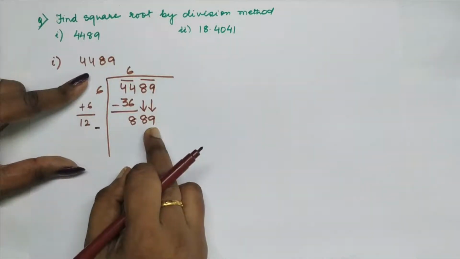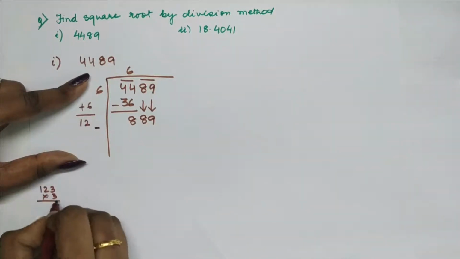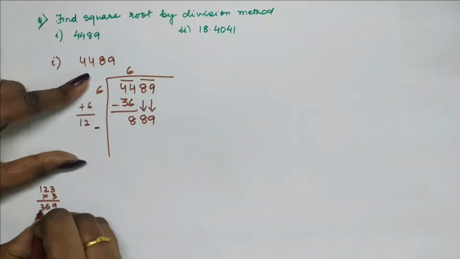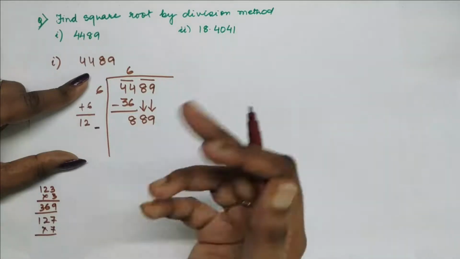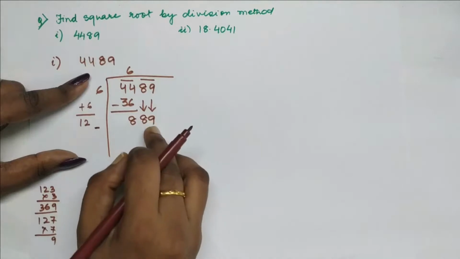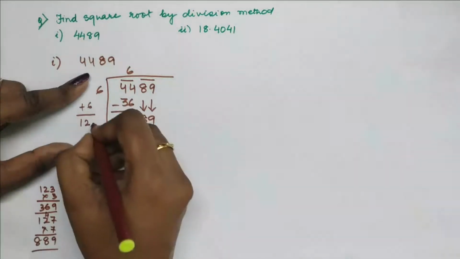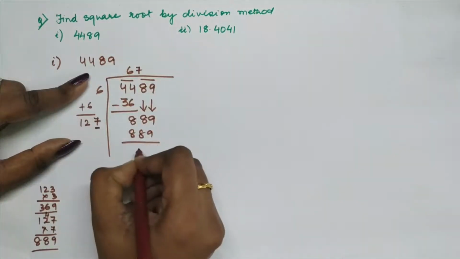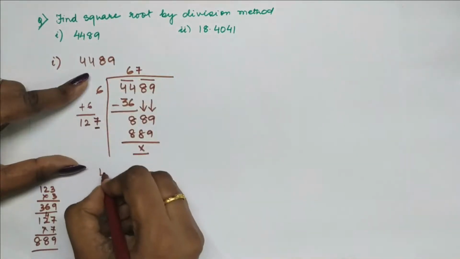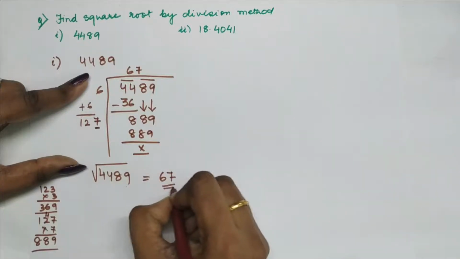As you can see 9, you know that if we do 123 into 3, I will end up in 369, which is very less. But I can try 127 into 7 because 7 7s are 49. So I'm trying to get a number which is having 9 at the last. So 49 4s are, so I got 889. So 7 I put here and the same number I have to put here, remember, 889. That gives me a 0. So what is the square root of 4489? By long division method, it ends up in 67.